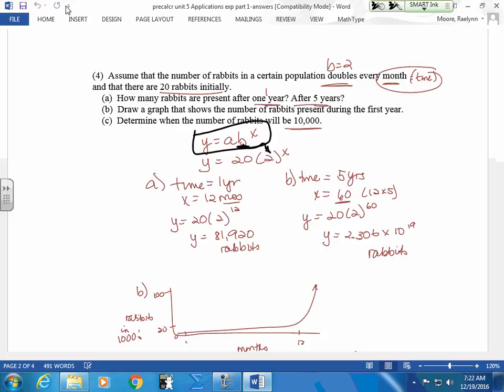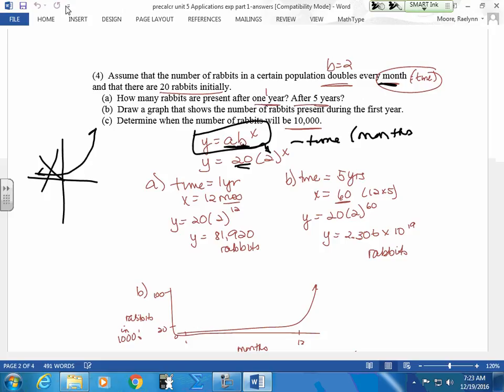And there are initially 20 rabbits. A is your 20. X is your time. This time, it is in months. How many rabbits are present? Is this an increasing or decreasing function? Increasing. So we know our increasings, they all work like this. Now, this is the part we don't want because we can never have negative time. We want the piece that goes like this.